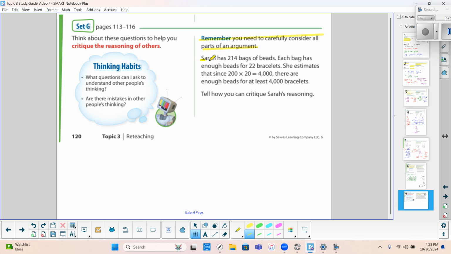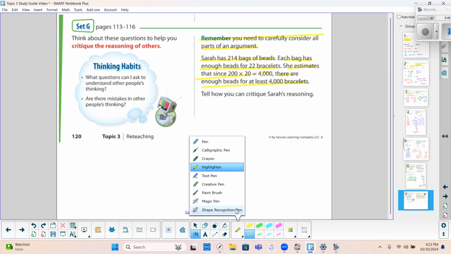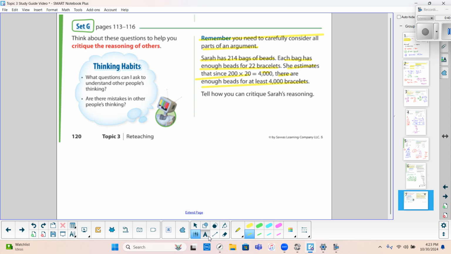Sarah has 214 bags of beads. Each bag has enough beads for 22 bracelets. She estimates that 200 bags times 20 beads is 4,000. There are enough beads for at least 4,000 bracelets. Well, let's see. Here's what happened. Can you critique her reasoning? I'm actually going to type because I think it's going to be easier than writing.